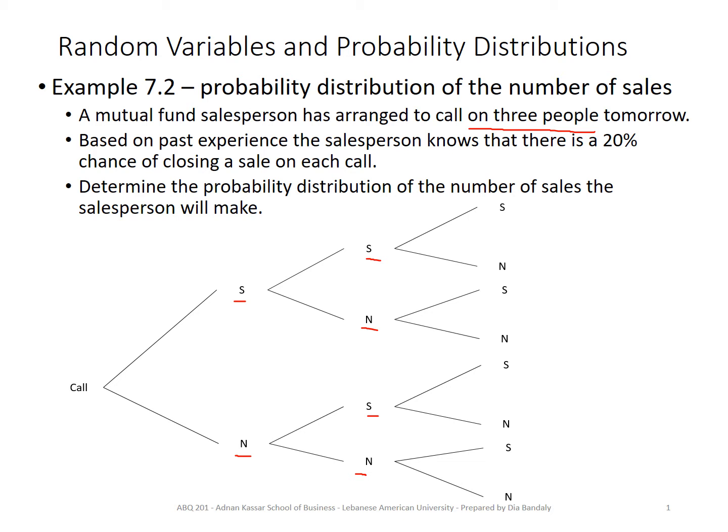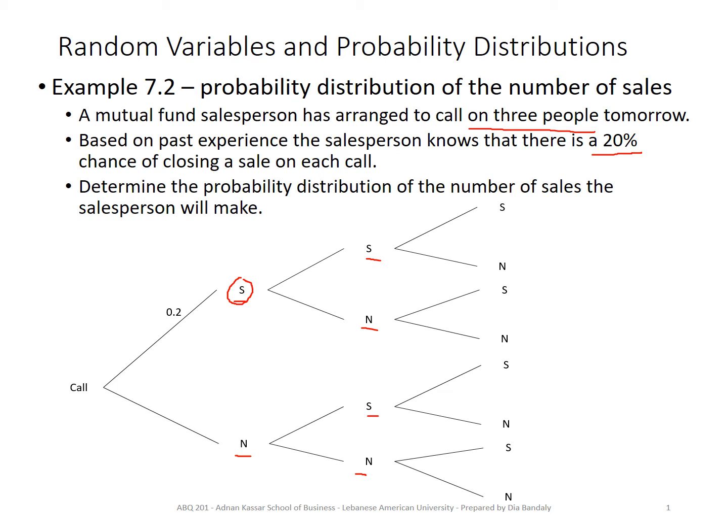Before listing these possibilities, let's first put the probabilities on the branches. Remember, on a probability tree, it's very important that we put the probabilities on the branches. So, what is the probability that we have a sale? All right. What do you think? This is given to us. It's 20%. So that's it. We simply write 0.2 here.